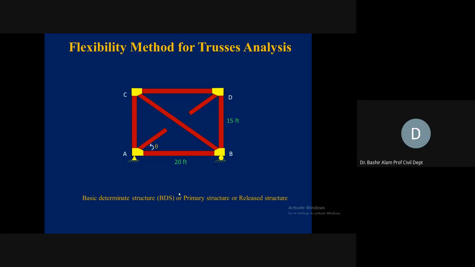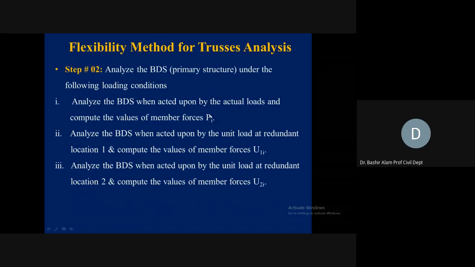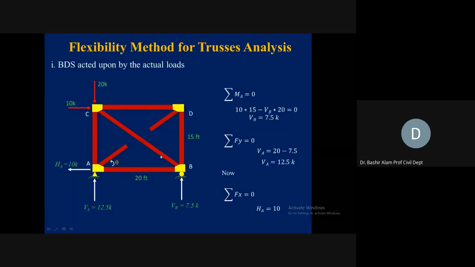Now, P values will be generated. How will P values be generated? This structure under the actual applied loads. Actual applied loads were at joint C. So that will give you the capital P values, step 1 you see, and then that basic determinate structure under U1, and then U1 means when the unit load is at redundant location 1. And then at redundant location 2, we analyze the basic determinate structure and get the U2 values. Here now you see to generate the capital P values, this is now the trick: how you analyze this basic determinate structure.